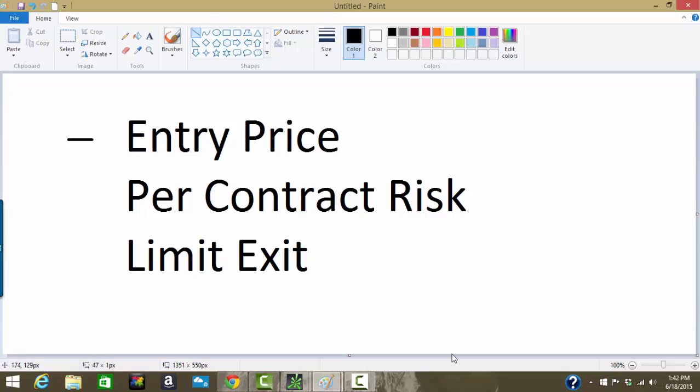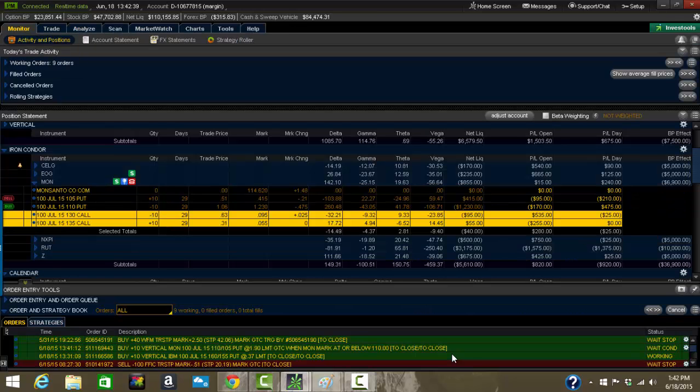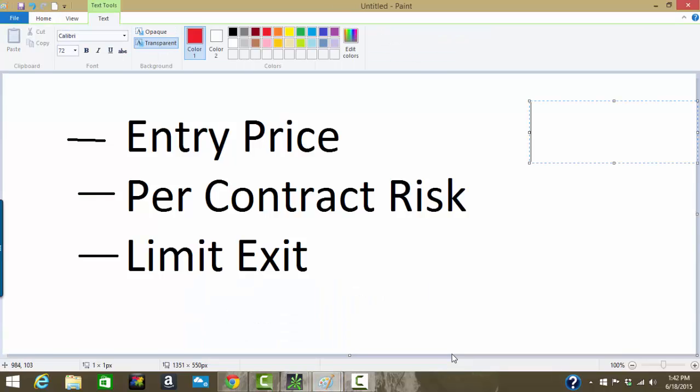Essentially, those are the 3 steps we're going through. Now, per contract risk. The per contract risk here is 110. This number here, 1,100 divided by 10 in the spread, is 110. Everybody should follow that. If not, pull out a calculator so you can keep up. Okay, $110, that's my per contract risk. My trade price was 32 cents. So my entry price, come back over here, my entry price was 0.32, I believe.